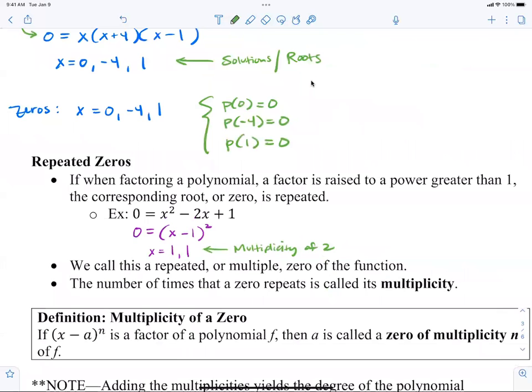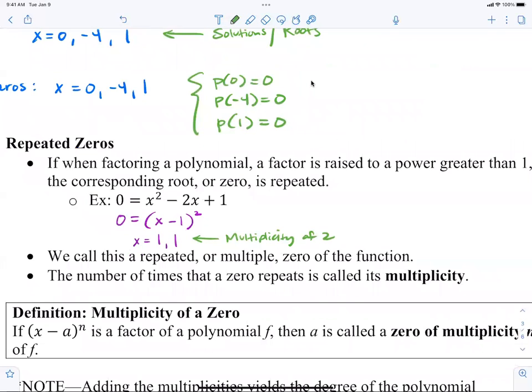Because it occurs twice. So we call this a repeated or a multiple 0 of the function. And the number of times that the 0 repeats is called its multiplicity.